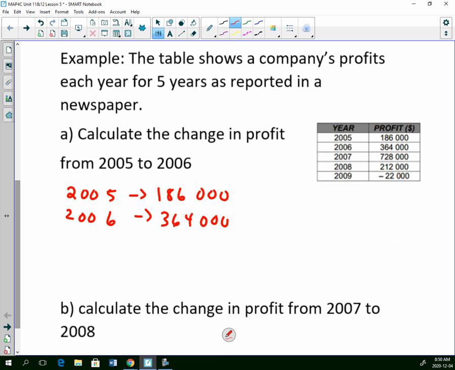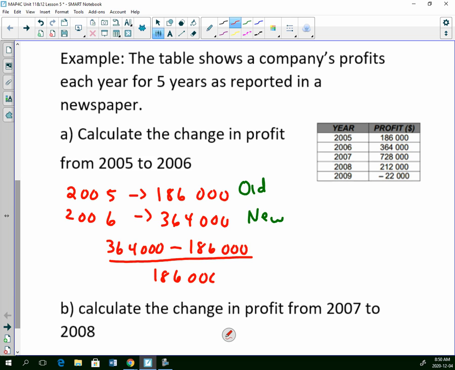So we always take the new value. So this is the old value, and this is the new value. Okay, so I'm going to take the new value and subtract the old value. So that's the difference in the profits, right? How is it changing? And then we're going to divide by the old value, the original value, and then we're going to multiply that by 100. Okay, so I'm just going to figure that out on my calculator.